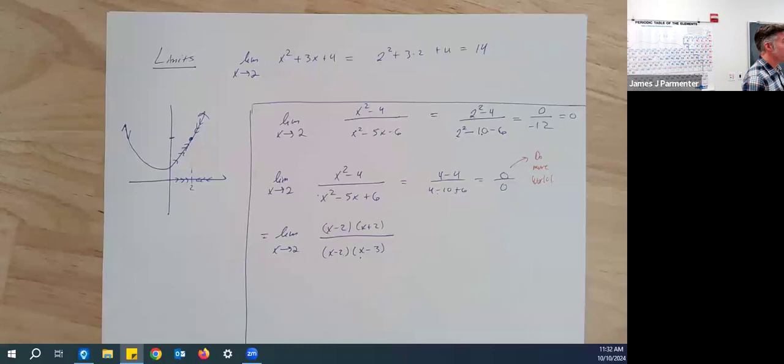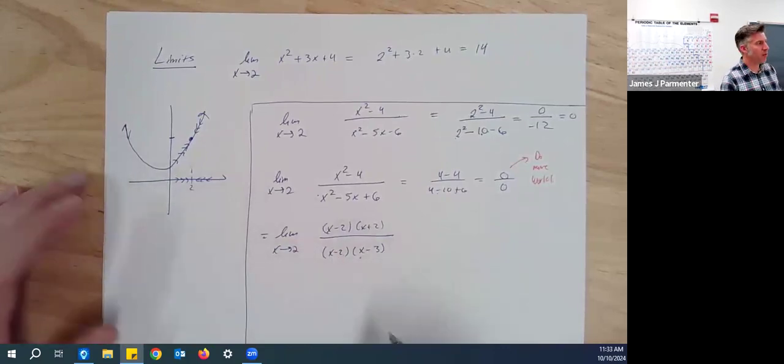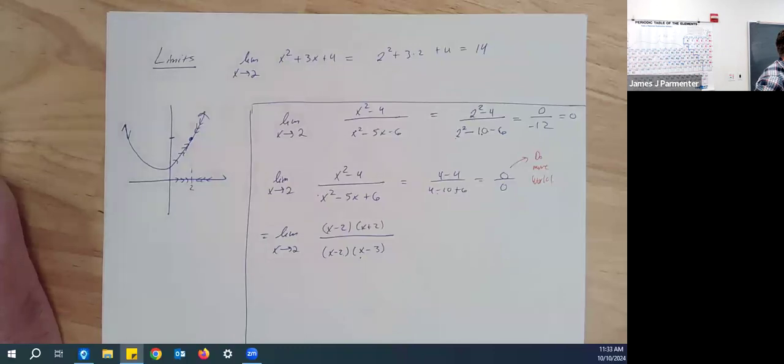X to the highest power. So let's see what happens if we do that. But actually, let me finish this first, and then we'll do that. So here's what I want to point out. X is getting really close to 2. It's not equal to 2. Really important, it's not equal to 2. We don't care what happens at 2.